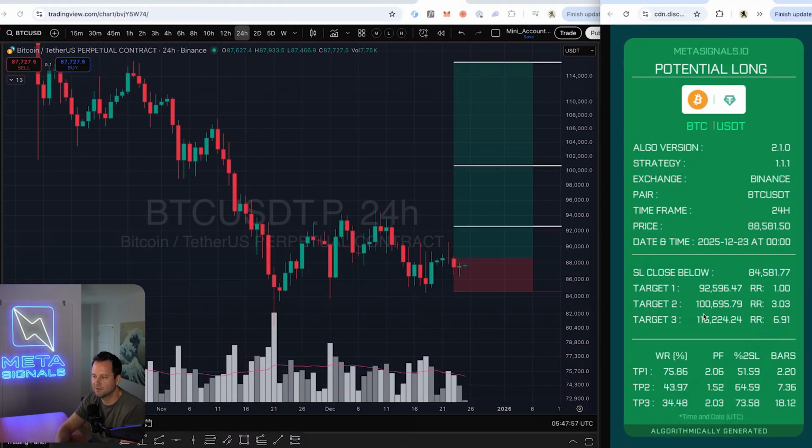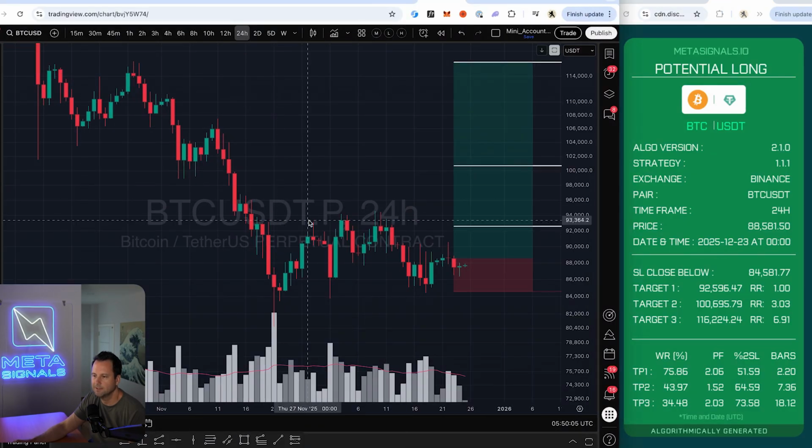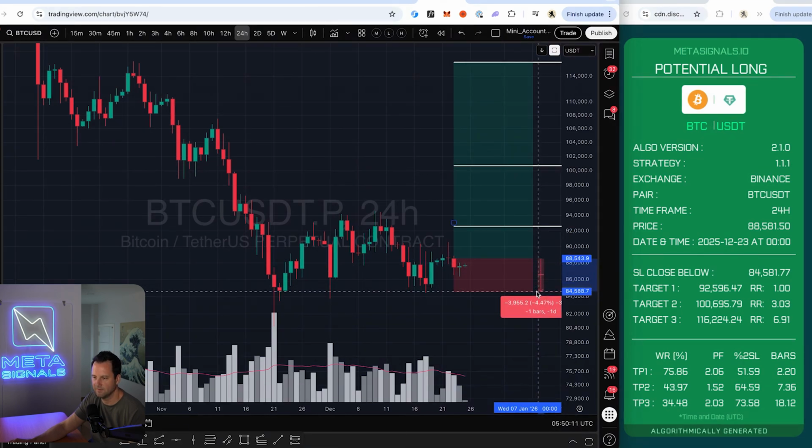Then we have profit factor. That's the total wins divided by the total losses over the lifetime of the strategy. And then we have percent to stop loss. So if we take the price at the time of the alert and go down to the stop loss close below value, and we call this distance 100%, then a percent to stop loss value of 51% means that on average, we come down about halfway towards this stop loss value before eventually going up and hitting TP1.